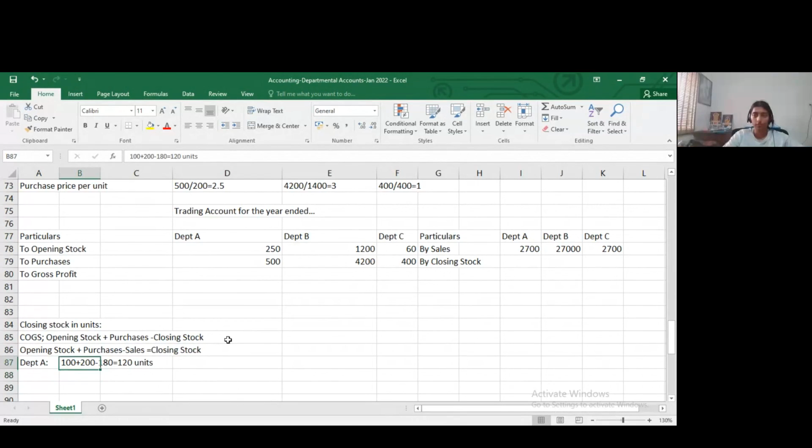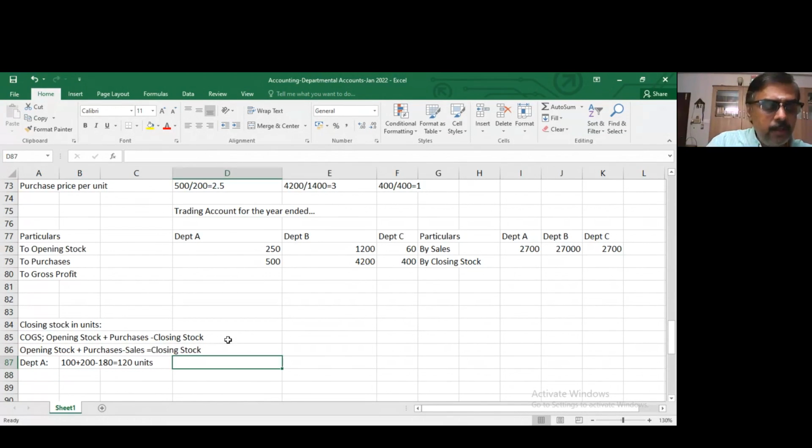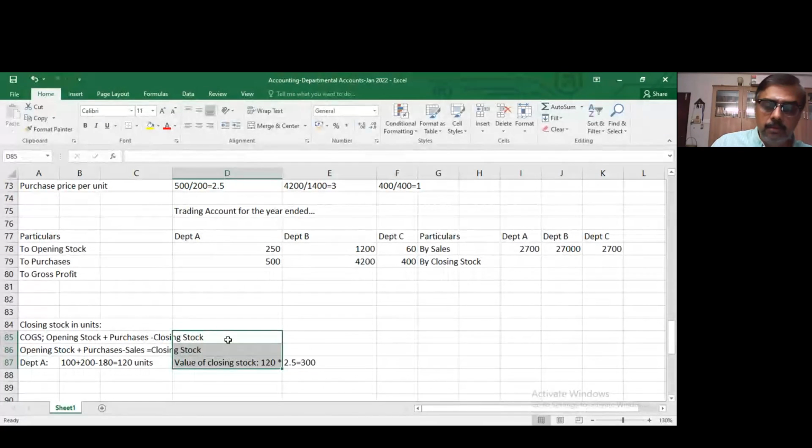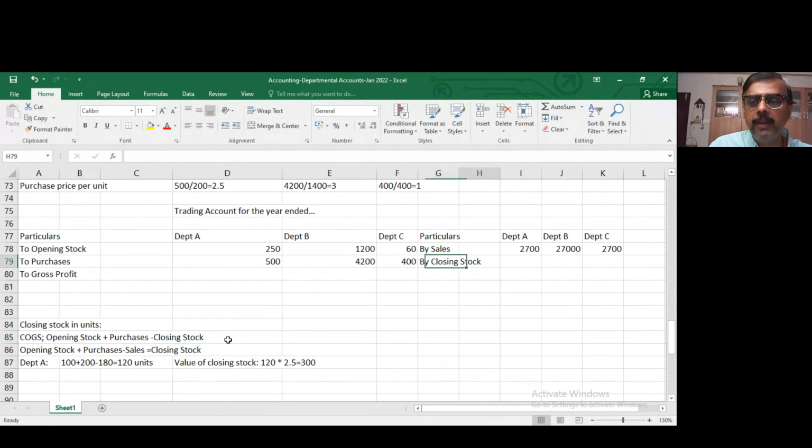Yes, sir. So in value terms, the purchase price per unit is 2.5. So value of closing stock is 120 into 2.5, which is 300. So this is the value of closing stock with respect to department A. So department A is 300.